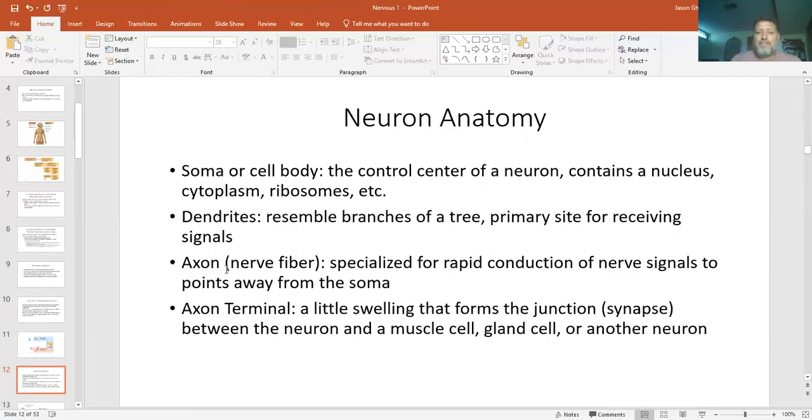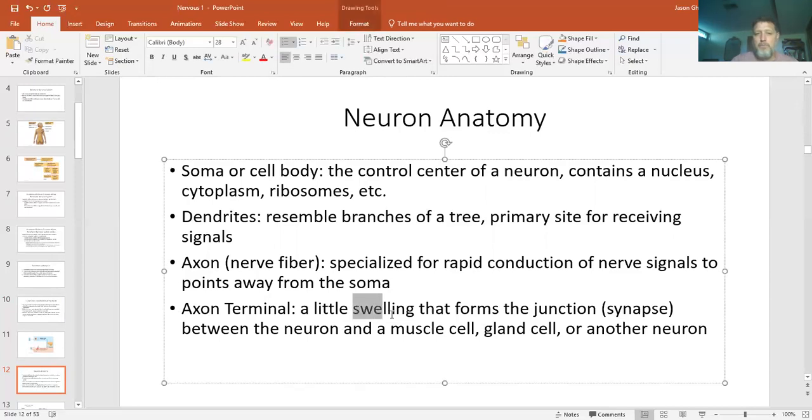Then we have the axon, and a bunch of these axons is what makes a nerve. These send a signal away from the soma to another area of the body. And then at the end of the axon, there's only one axon, by the way, the axon terminal is at the very end of it. It's going to be a little swelling at the end.